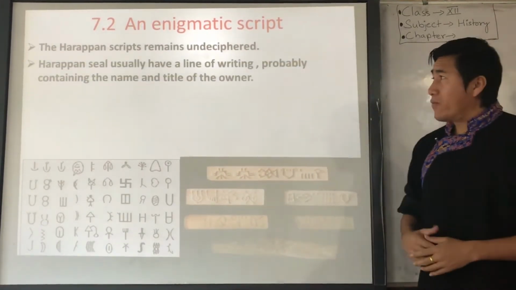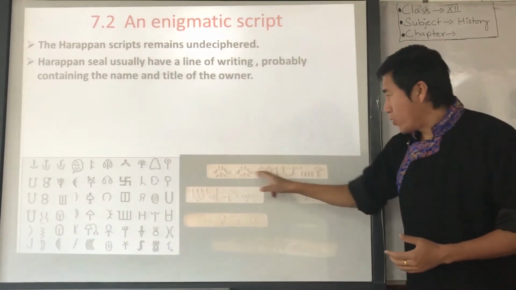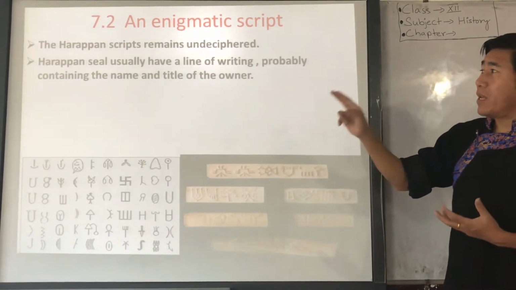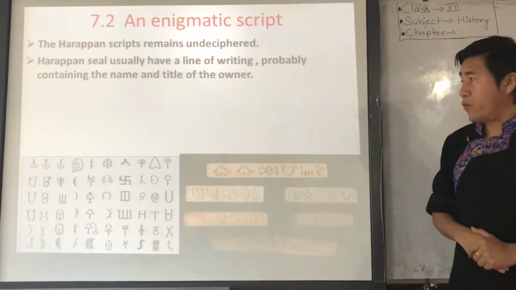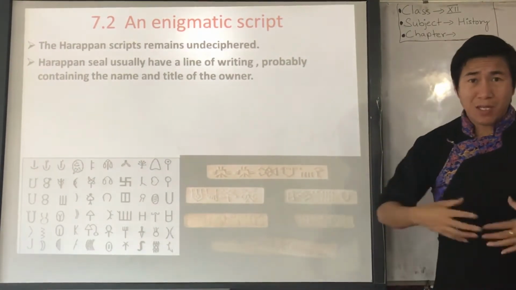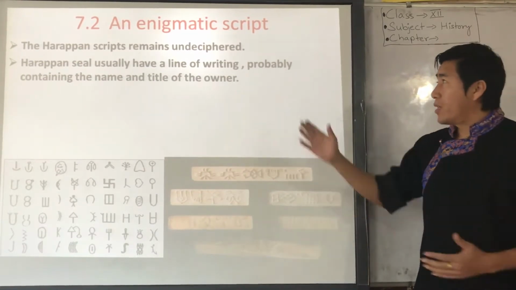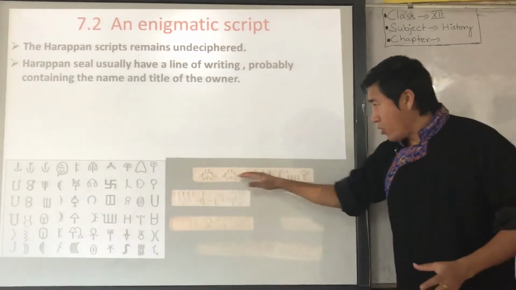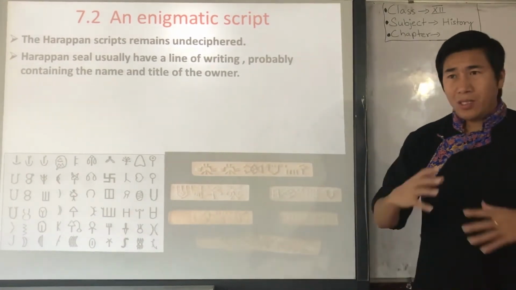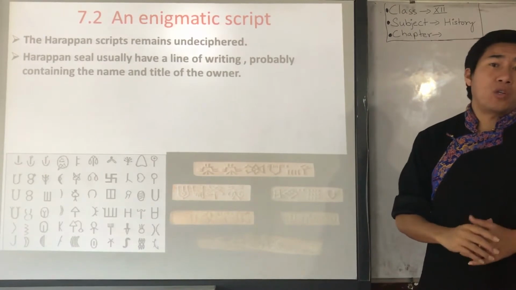Now, what is the use of this seal? Harappan seals usually have a line of writing, right? You can see a line of writing on a seal. So, probably contain the name and title of the owner, as I told you before. See, I have written the word probably. Why? Because we are not sure. Probably means maybe. That's why the writing here may be the name or title of the owner. So this is how archaeology gives us the information, but they are not 100% sure about that.